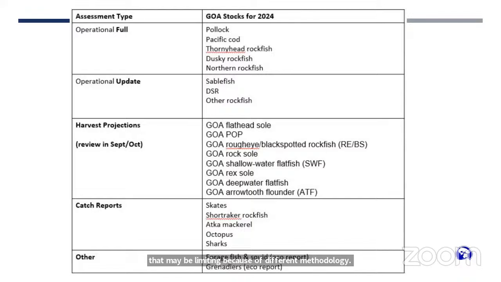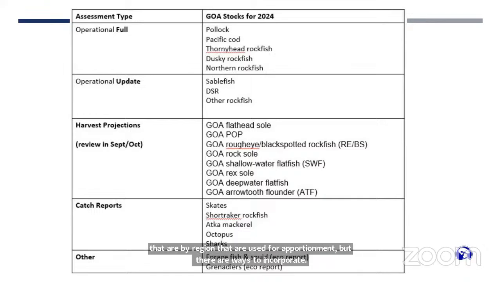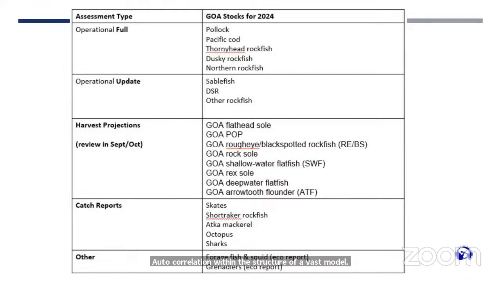Thanks for that addition. I think we should at least point that out. Curry, go ahead. Yeah, my comments also on the apportionment example for Dusky and Northern. Right now, as presented, there are VAST indices by region that are used for apportionment, but there are ways to incorporate autocorrelation within the structure of a VAST model. And we've explored this before back in 2017. So you can assume either a random walk or an AR1 process for the intercepts as well as the spatiotemporal fields. And I think that should be better described or at least explored.